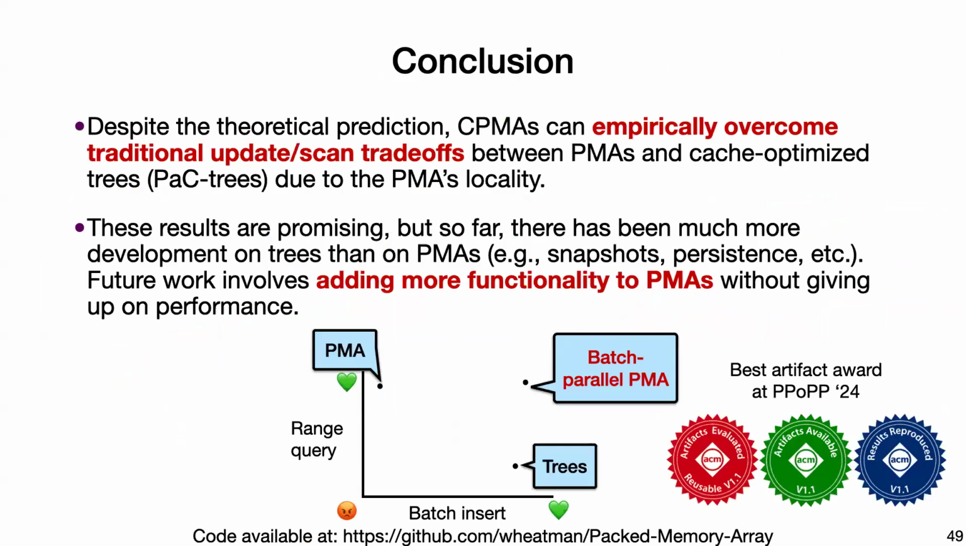So to wrap up this section, despite the theory, CPMAs can again overcome this trade-off between updates and scan. This is a similar story to the concurrent, but it's with PMAs. And these results are promising, but there's still a way to go because trees are this very classical data structure. There's so much going on in them besides just throughput or latency. There's snapshots, persistence, disk-based version, which is all missing in PMAs. So it'd be interesting to see whether this improvement can translate once you add this additional functionality.